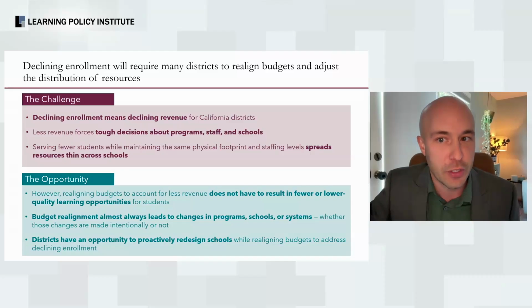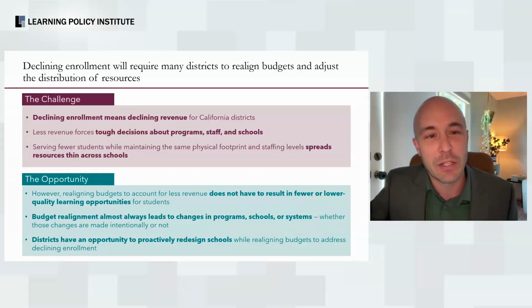However, those cushions are moving away in the coming years, and districts are going to have less revenue and will be facing really tough decisions about programs, staff, and school facilities. Ultimately, many districts have and will continue to have to realign their budgets to address structural deficits and avoid situations where they are spreading resources too thinly across schools and students.